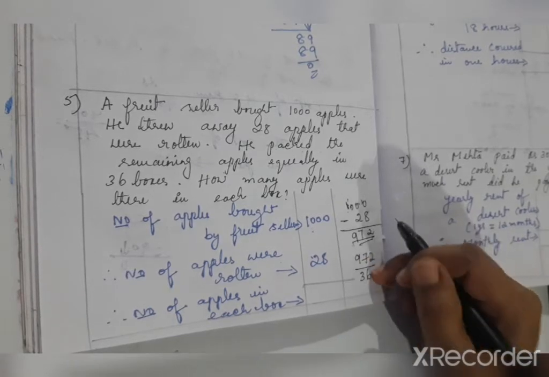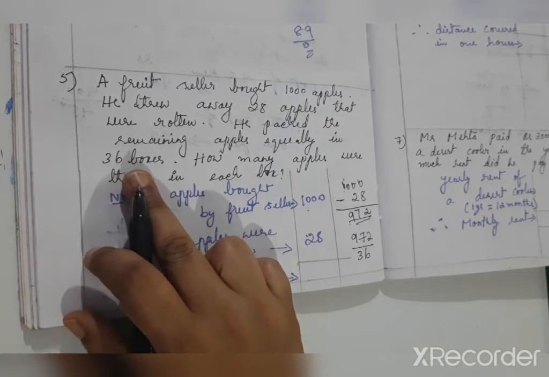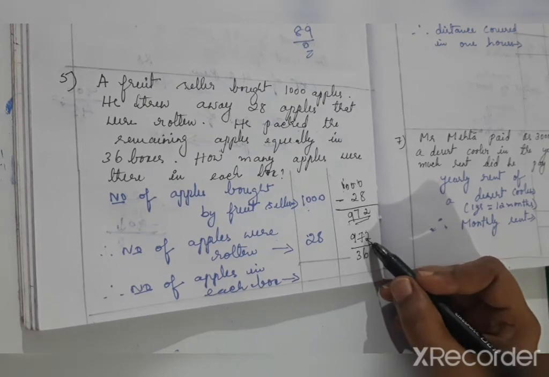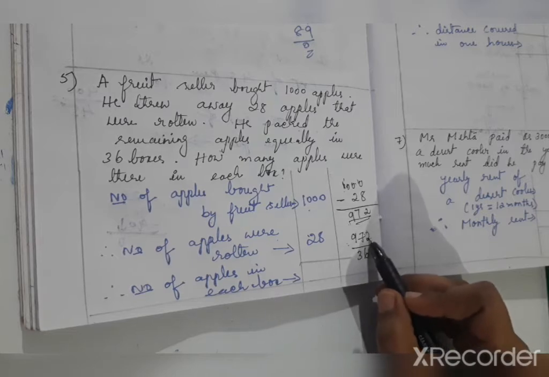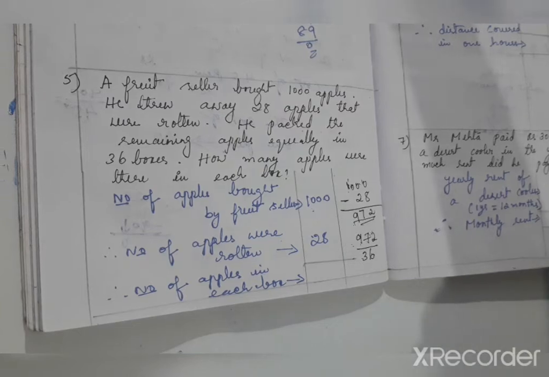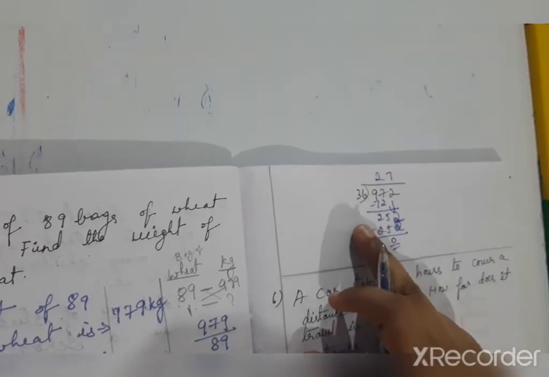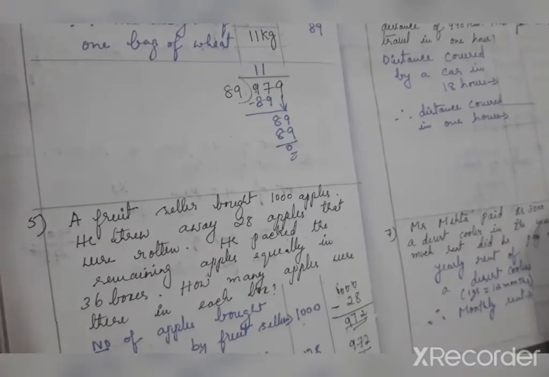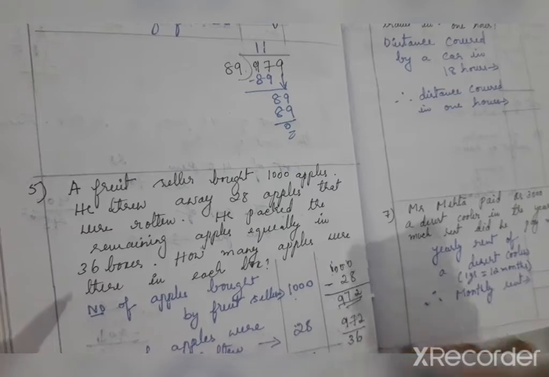36 boxes are required to pack the 972 apples. So we have to find how many apples for one box. Total number of apples divided by total number of boxes: 972 divided by 36. After finding the division, we got the answer as 27. So the number of apples each box contains is 27.